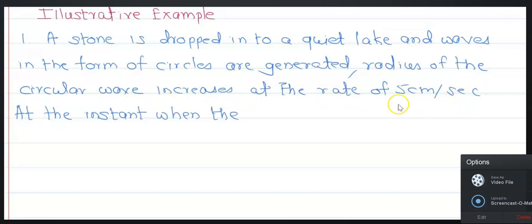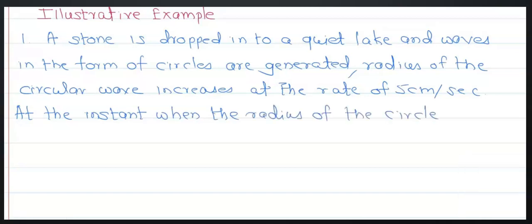That is, the radius of that circle will keep increasing at the rate of 5 centimeter per second. It means that at the first second it will be 5, at the second it will be 10, and in this way it is increasing.